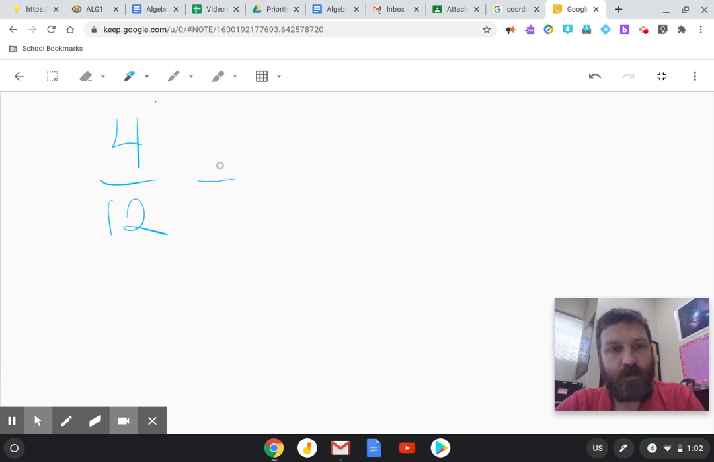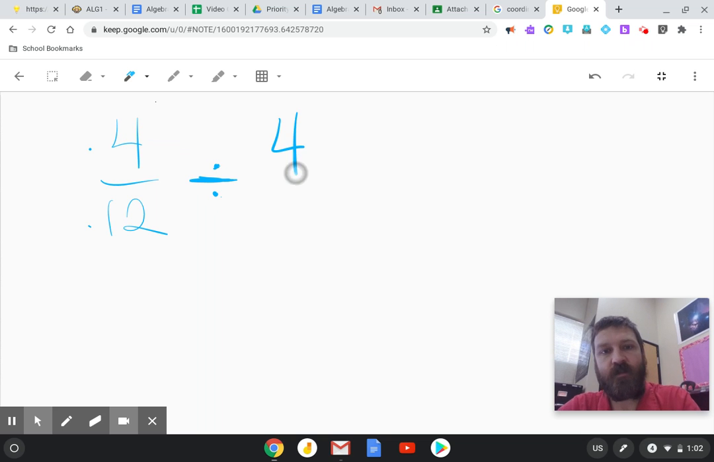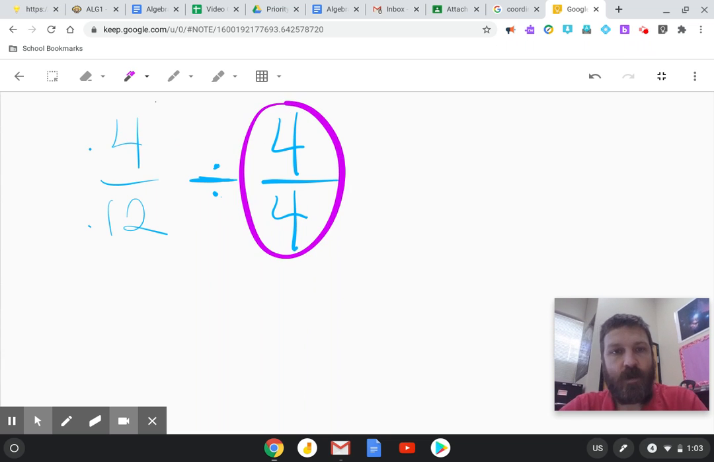And the way you do that is you basically have to divide it by some number that's the same for the top and the bottom. In other words, is there a number that 4 and 12 are both divisible by? And so it should be hopefully pretty clear that 4 is that number. 4 is divisible by 4, and 12 is divisible by 4. So these numbers need to be the same in order for you to make an equivalent fraction.